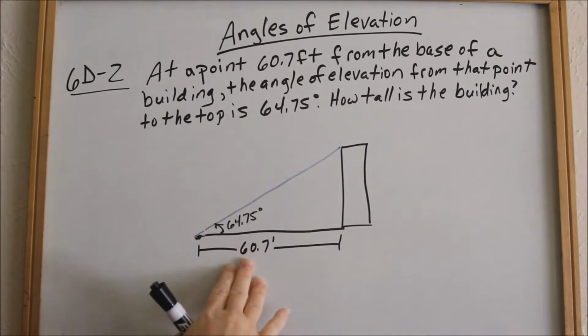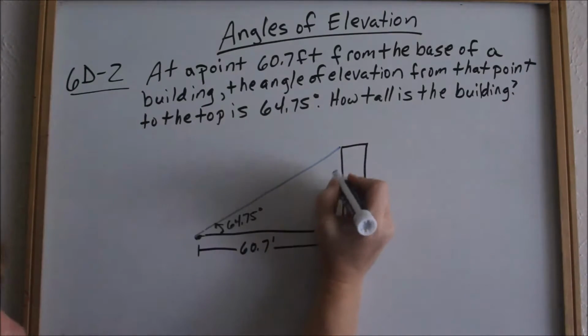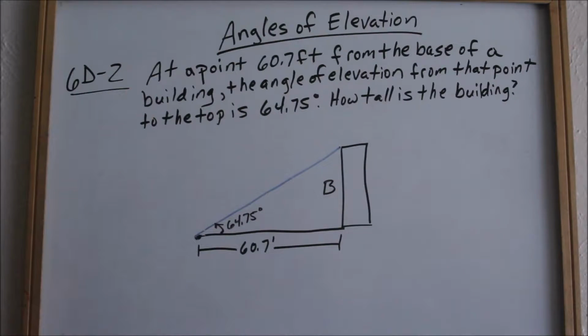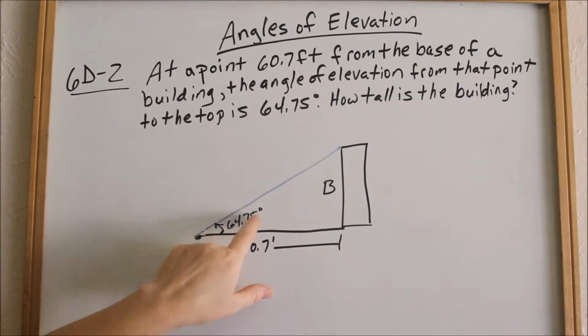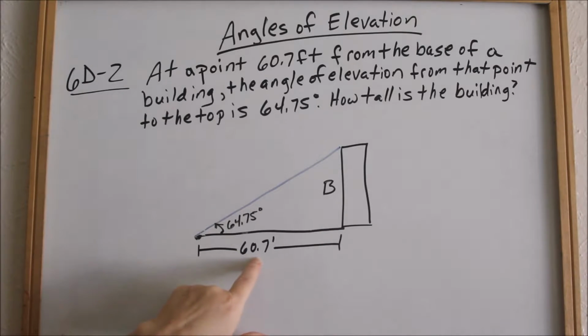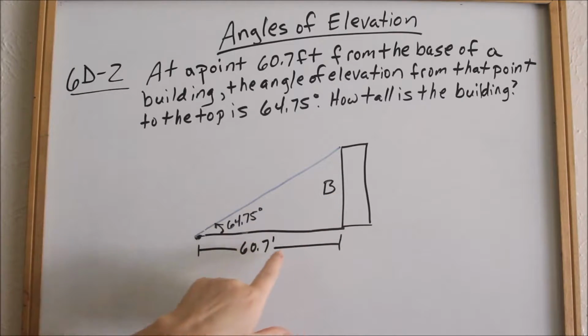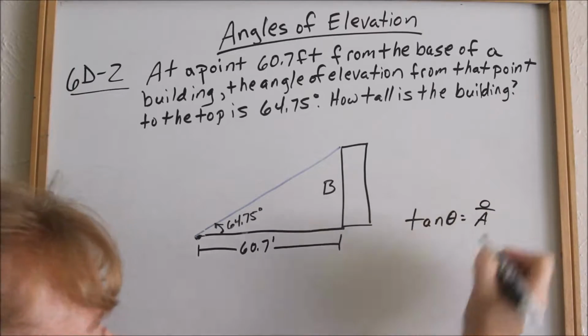Then the question, what is the question asking? How tall is the building? So we're looking for the height of this building. You can label your unknown anything you want to. I'm just going to label it B for building. So I am looking for how high is that building. So looking at that picture, I look at what I have. I have this angle right here. If I'm standing at this angle, then I'm looking for the side opposite of me, and I'm given the side adjacent to me. Which trig function deals with opposite and adjacent? That would be tangent, because tangent theta equals opposite over adjacent.